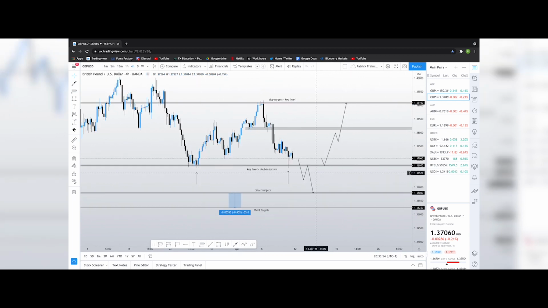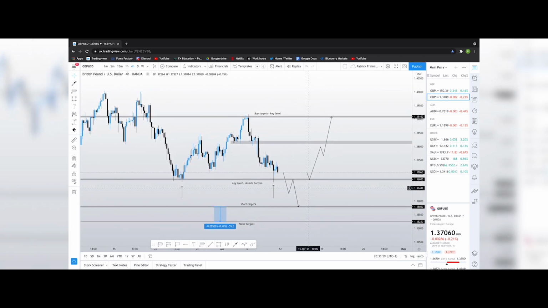On the flip side of things, if this level does hold and on the hourly we are making higher highs and higher lows, I will be looking for buy targets at 1.39100. However, we do have a level of structure in here which was acting as support and has been broken.